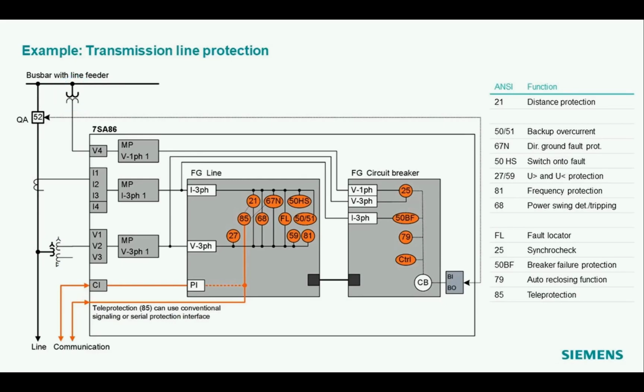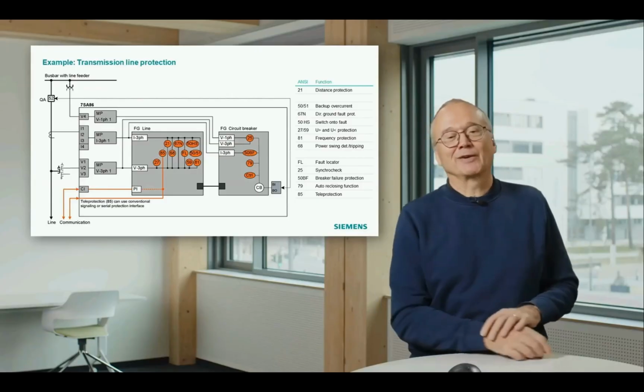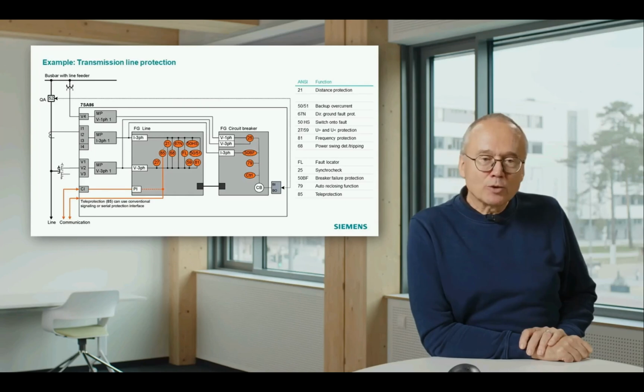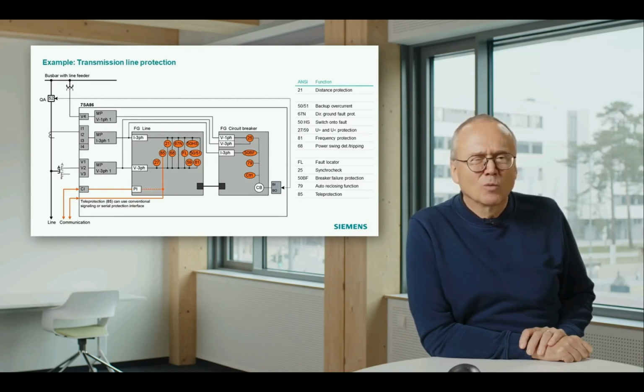On the right hand side, I again list the protection functions of these 3 steps. The main protection function in this case, it's a transmission line, is the 21. It's a distance protection. That means you see the 21 hidden, although it's the main function, amongst these other blocks. And then in addition to the 21, we have a number of additional functions. We have a backup overcurrent. What does backup mean in this case?